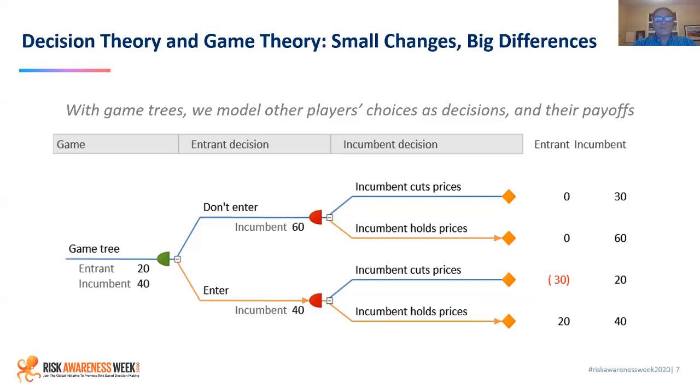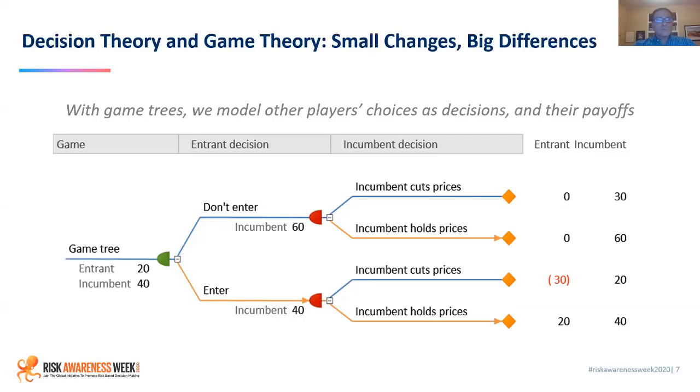So if we look at the top two branches, we see that the incumbent should hold prices because 60 is better than 30. So that confirms the intuition that we had in the prior decision tree. Now, what about on the bottom? Would the incumbent cut or hold prices? Well, here we see that the incumbent would get 40 from holding prices and 20 from cutting prices. So the incumbent should hold their prices. Now, what does that mean for the entrant? Well, the entrant should enter, because if the entrant enters and the incumbent holds prices, the entrant will get 20, and that certainly is better than 0. So we have a totally different prescription here for the entrant.